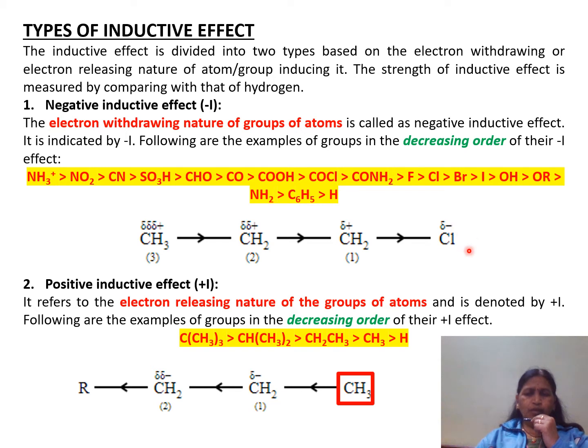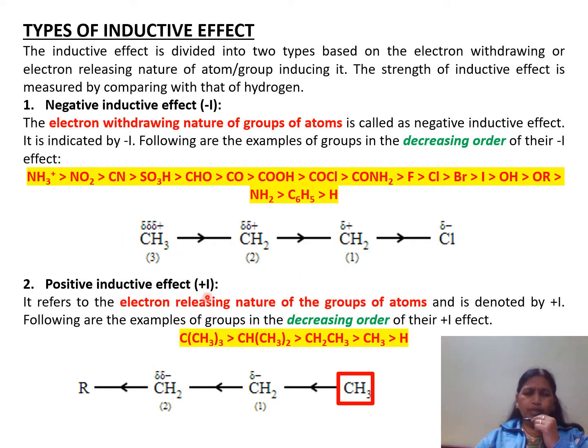This is the C-Cl bond. Chlorine drags electrons toward itself and acquires a partial negative charge. This carbon has a partial positive charge. It further drags from the second carbon, which also develops a partial positive charge, but a lesser one. It drags from the third one, and this way it continues. So if it is a minus I effect, the negative inductive effect, if you see closely, the group attached acquires the negative charge and the carbon chain acquires the partial positive charge.